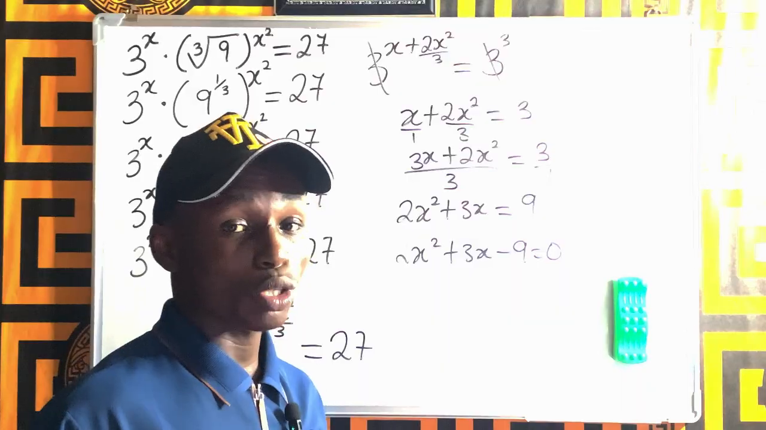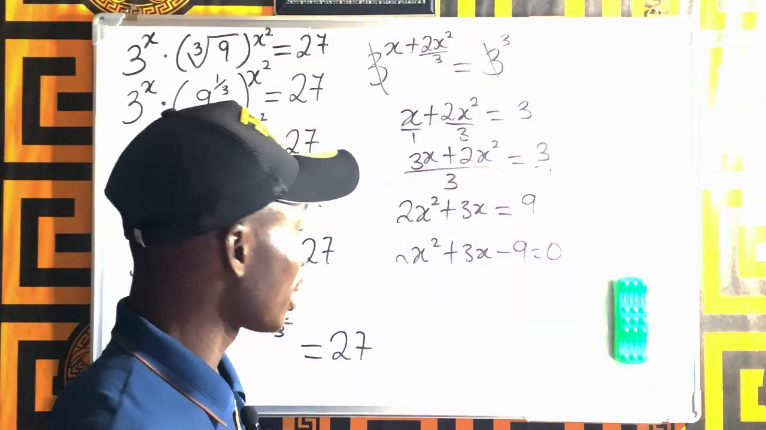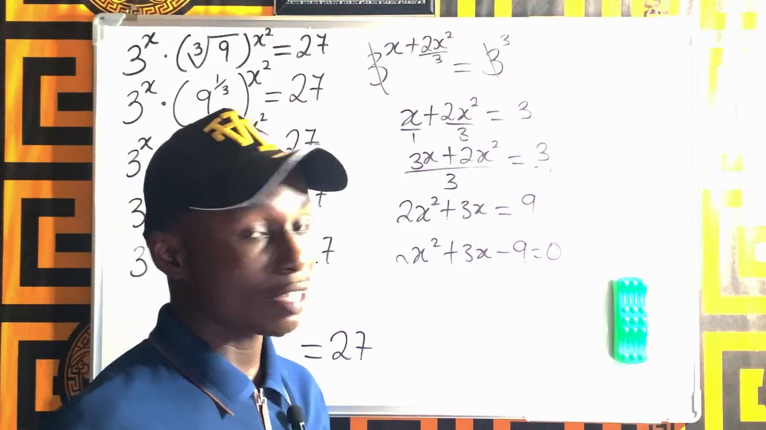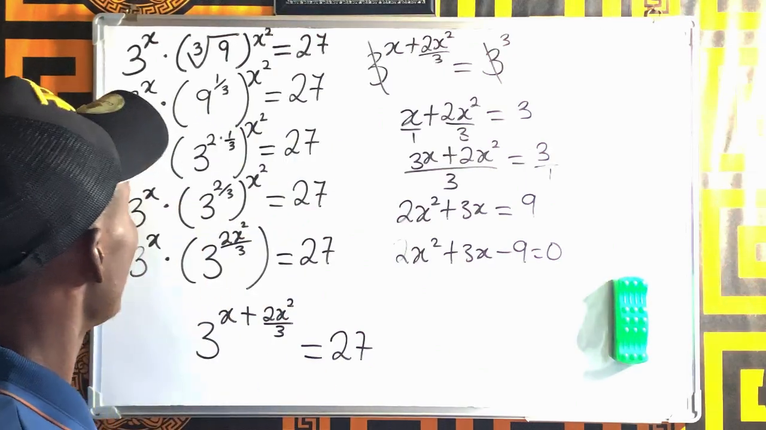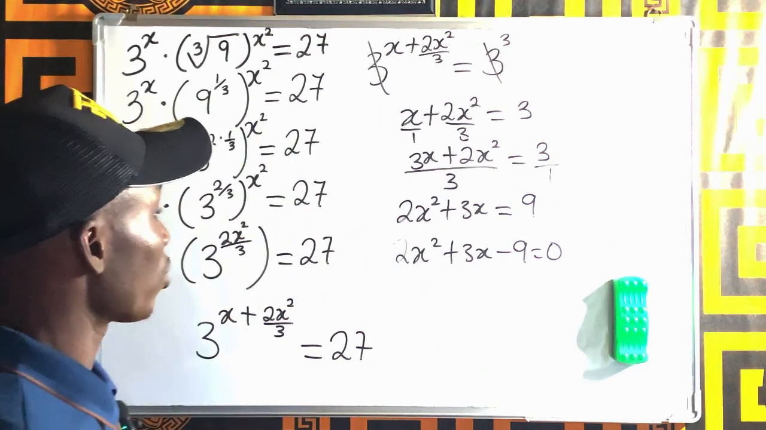We have 4 ways to solve a quadratic equation: 1, factorization method; 2, completing the square; 3, formula method; and 4, graphical method. So let's see whether we can factorize this and find the value of x.